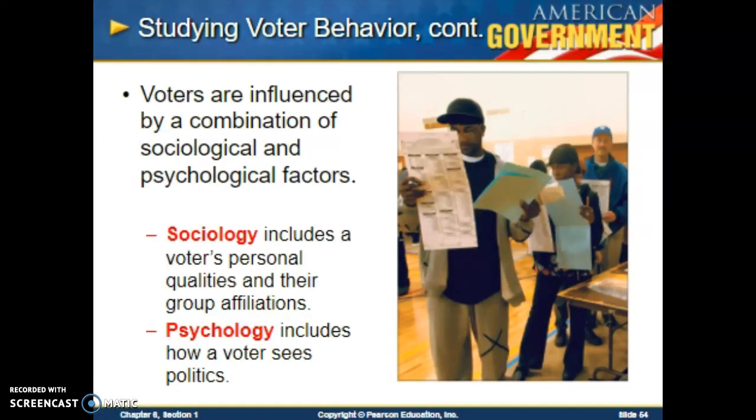Voters are influenced by a combination of sociological and psychological factors. Sociology includes a voter's personal qualities and their group affiliations. Sociology is the study of groups and how people behave in those groups. The sociological factors affecting voter behavior are really just the many pieces of a voter's social and economic life. Psychology includes how a voter sees politics. It is the study of the mind and individual behavior. The psychological factors that influence voter behavior are a voter's perceptions of politics, that is, how the voter sees the parties and the candidates and the issues within an election. These two are very closely related and constantly interact with one another. How voters look at parties, candidates, or issues is often shaped by their own social and economic backgrounds.